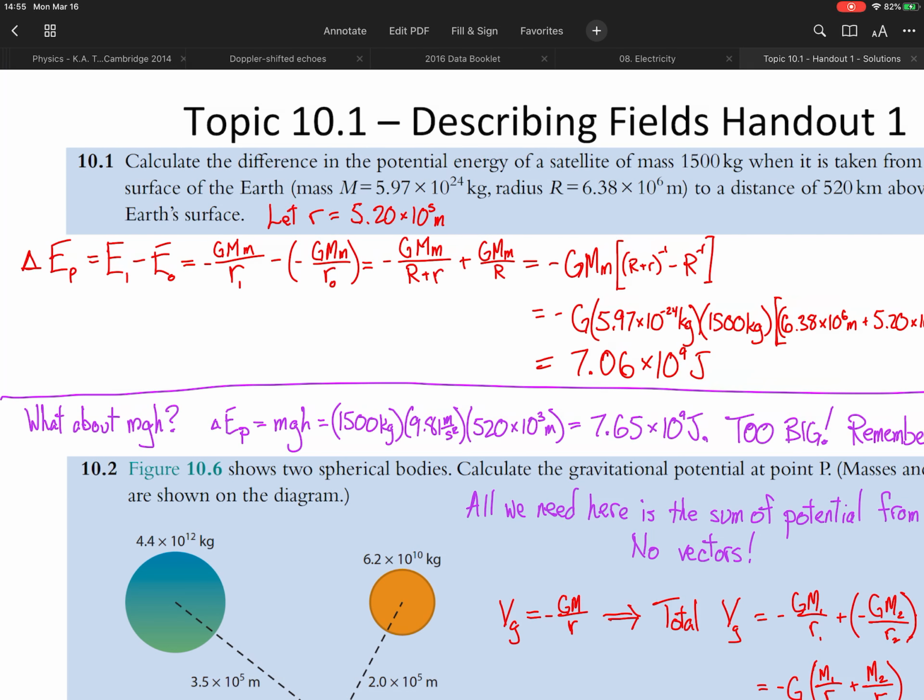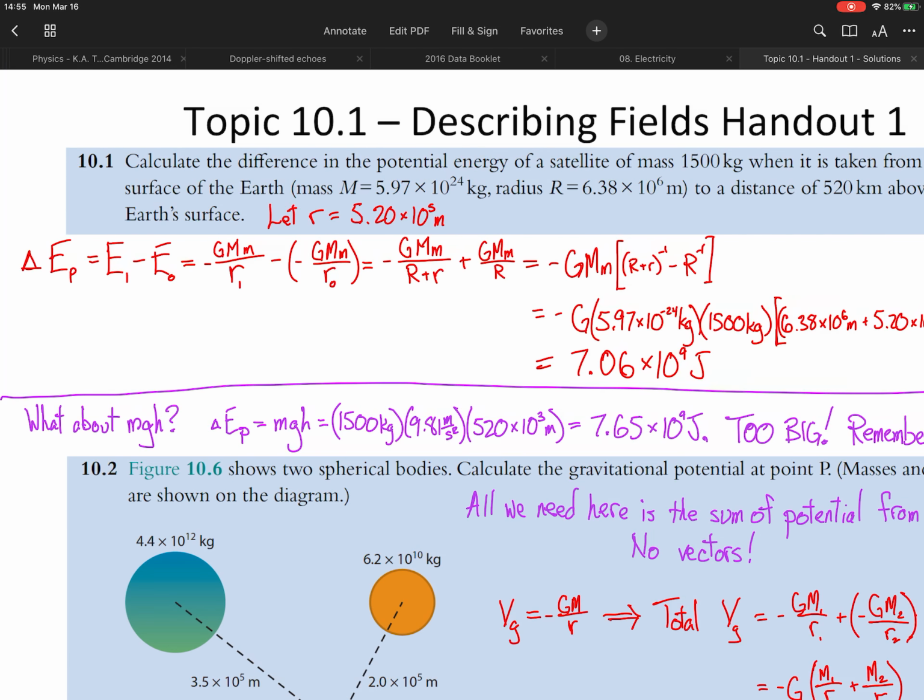Let's get into it. First, we're asked to calculate the difference in potential energy of a satellite of mass 1,500 kilograms when it's taken from the surface of the Earth. We're given the radius of the Earth, and we're given a distance of 520 kilometers above the Earth's surface. So I have a small r there as our radius above the Earth's surface, and everything else we will define here as we go along.